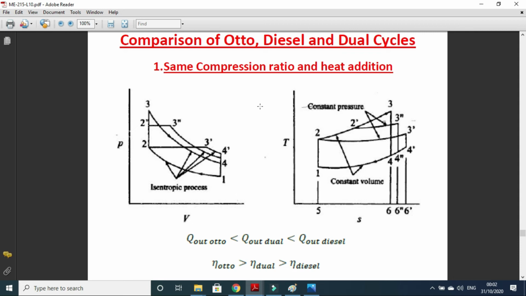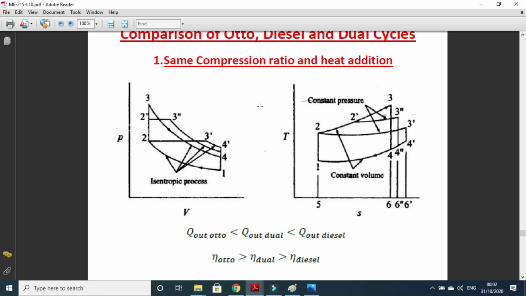Now you need to find which cycle will have the higher efficiency. So now efficiency depends on compression ratio, or efficiency depends on Q in, Q out. So Q in is same now. So now let's look at the Q out. 4 to 1.